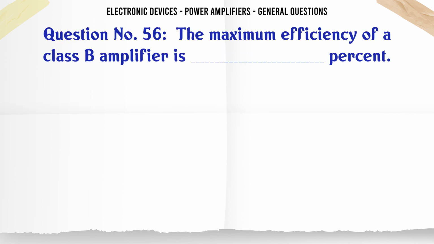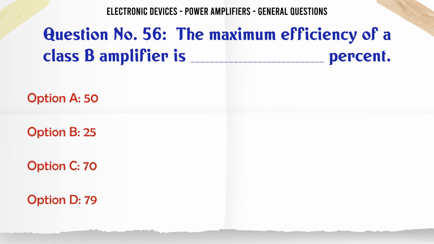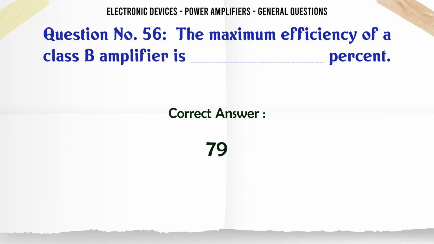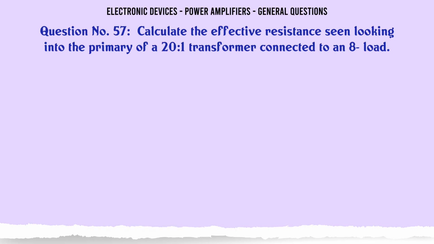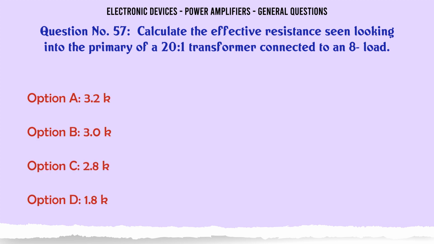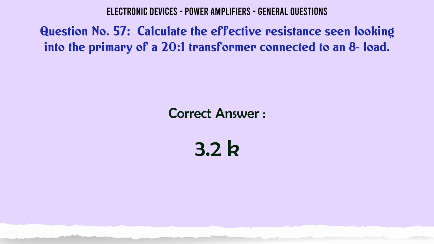The maximum efficiency of a class B amplifier is what percent? A. 50, B. 25, C. 70, D. 79. The correct answer is 79. Calculate the effective resistance seen looking into the primary of a 2:1 transformer connected to an 8 ohm load. A. 3.2K, B. 3.0K, C. 2.8K, D. 1.8K. The correct answer is 3.2K.